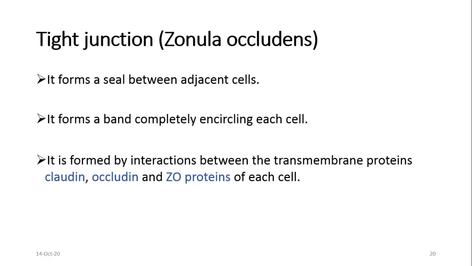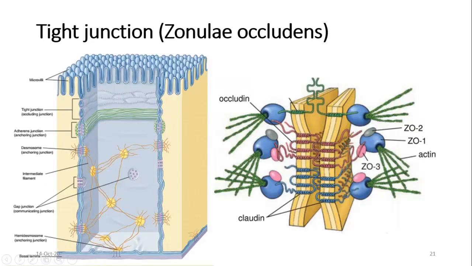The tight junction is formed by interactions between the transmembrane proteins, claudin, occludin, and ZO proteins of each cell. These transmembrane proteins interact together to form the zonula occludens. This is the previous image as we showed. These are tight junctions, and they form a complete seal and encircle the cell.